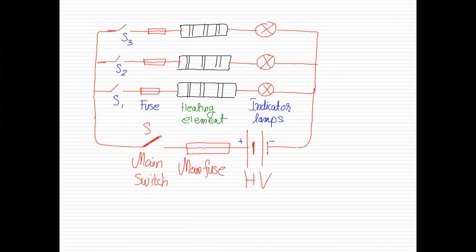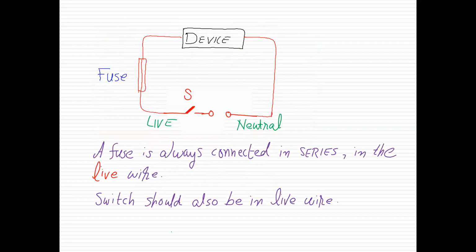In every conventional circuit, fuses are used. To look at this circuit, we have used a fuse with every device. These are heaters, indicator lamps are there. And there is a big fuse in the circuit, which is called the main fuse. A fuse is available with every device as an individual protection, and there is a big fuse in the main circuit.